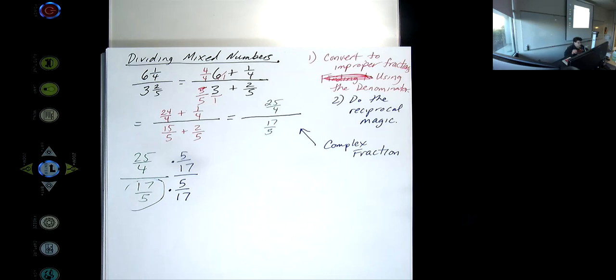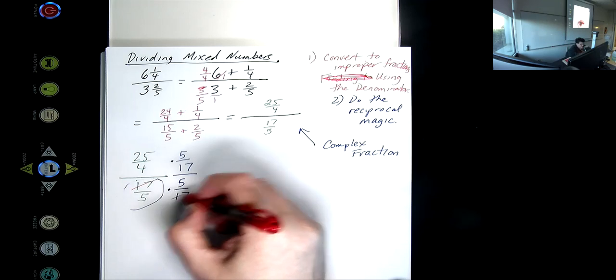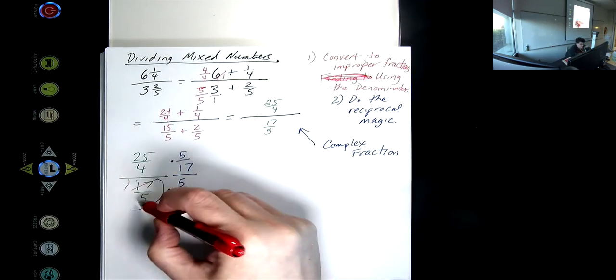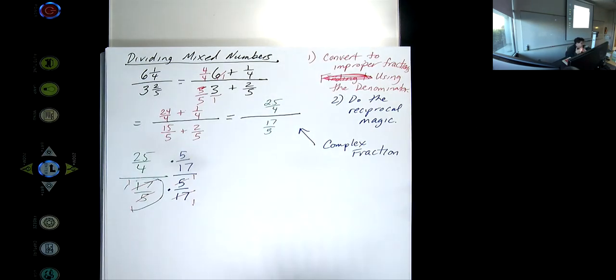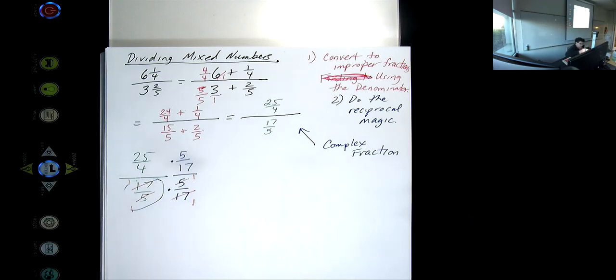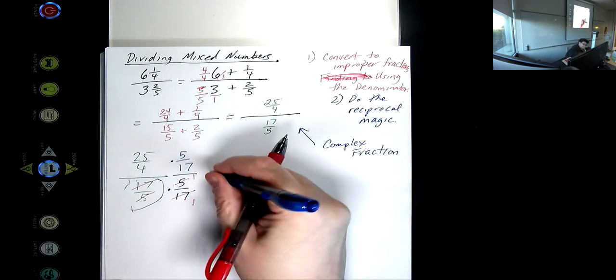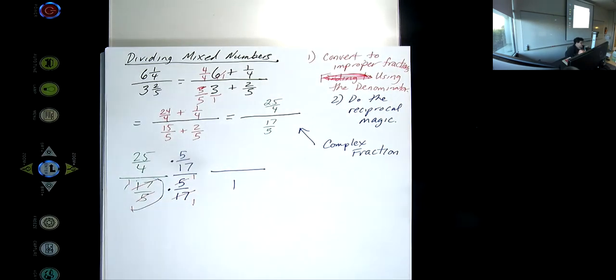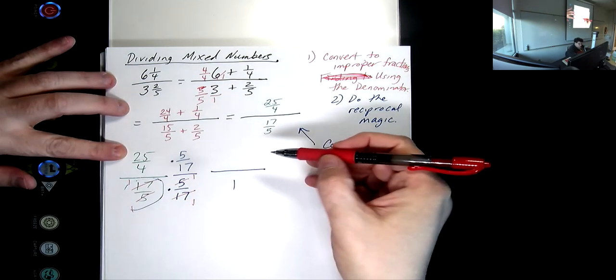And now stuff in common will cancel out. Notice the 17 here and the 17 here, those cancel. And the 5 here and the 5 here, those cancel. They cancel because they're multiplied together. Anytime the numerators get multiplied together and the bottoms get multiplied together, we cancel. This whole bottom right here turns into a 1, which means it's going to go away. So all we've got left is what's on top.